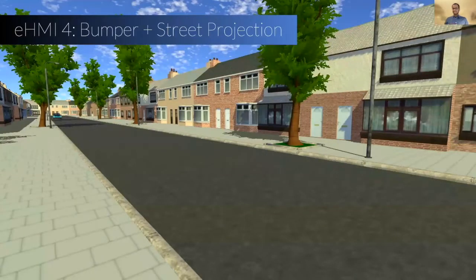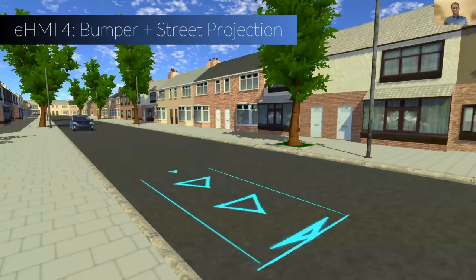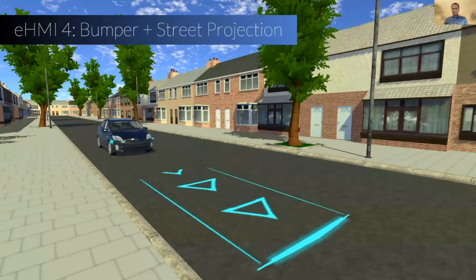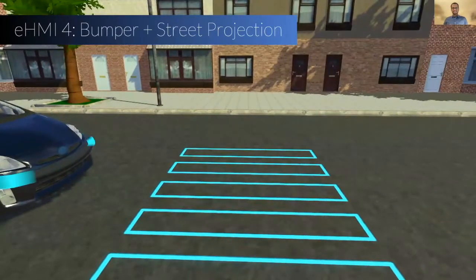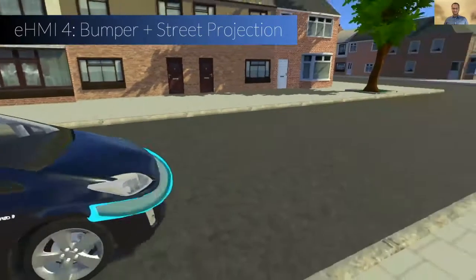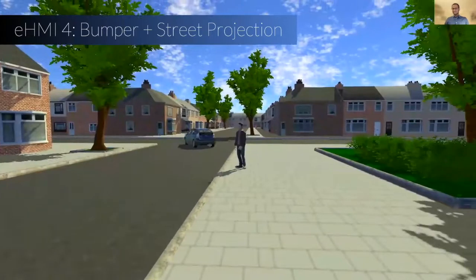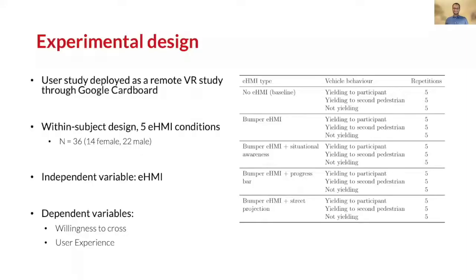In the final concept, in addition to the bumper eHMI, the car uses a street projection to show where the car will come to a stop. As the car comes closer, the projection illustrates the exact stopping location of the car. Besides the four eHMI concepts, we also used a baseline condition of no eHMI as a control.